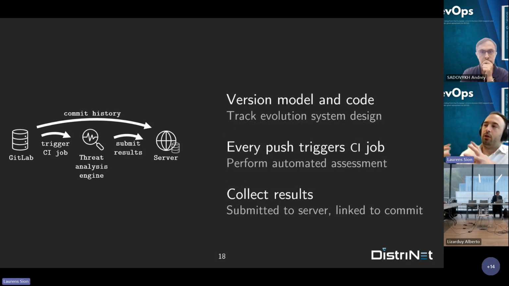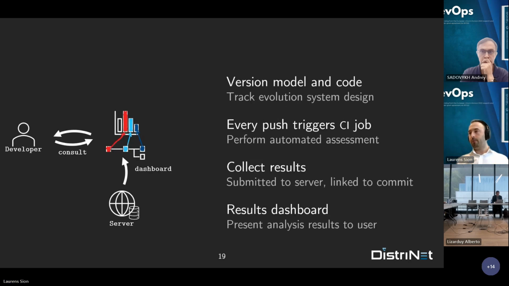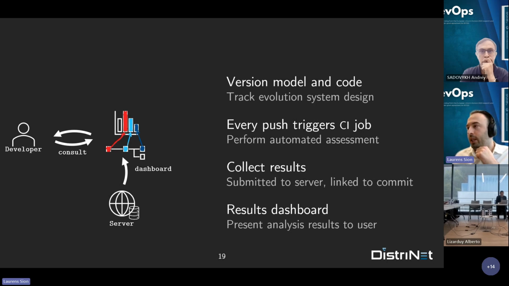Then these results are collected by a server component, and they are linked to the particular commit for which the analysis was run. So this way, we really know that particular version was analyzed, and these are the results of that particular analysis. And collecting all those results together, we can present all that information in a dashboard to the user, and that allows us to provide some interesting insight into the progress that is being made in the project.